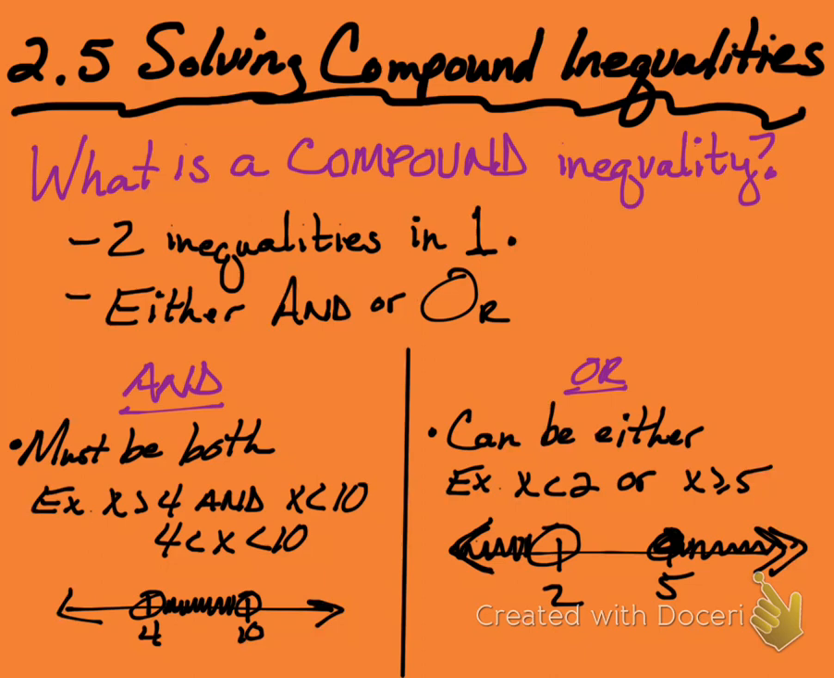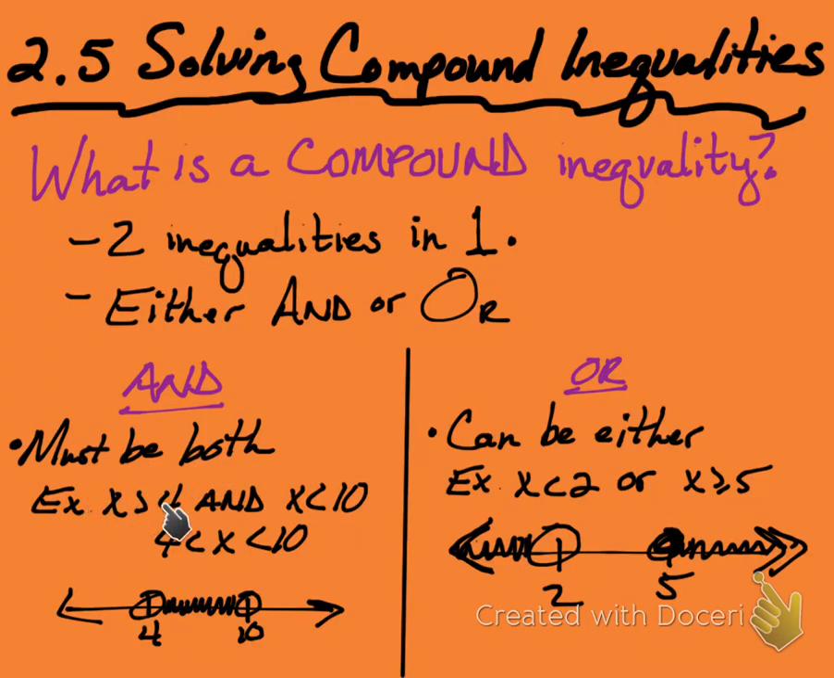And they can be either an "and" or an "or." And we'll talk more about this here. There's two types, an "and" or an "or." For an "and," what we have here is it must be both. Just like if you'd say, I want you to take out the trash and feed the dog, you'd have to do both. You can't pick which one. So it's just like that.